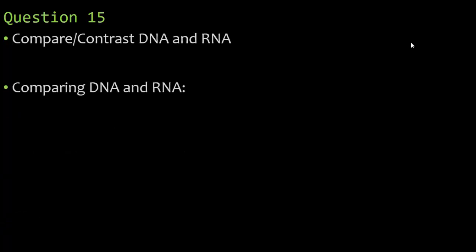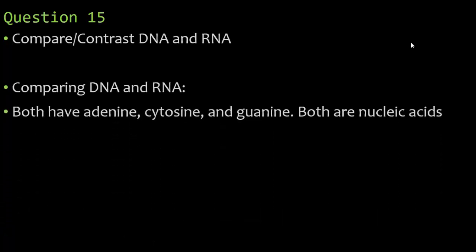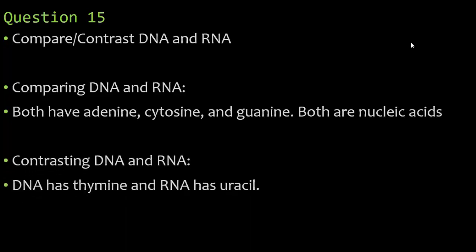So comparing DNA and RNA, well, they both have adenine, cytosine, and guanine. That's the A, C, and G. Both of them are nucleic acids. For the most part, that's how they're similar. So how are they different? Well, DNA has thymine, which is the T. So DNA has A, C, G, and T. RNA has A, C, G, but instead of thymine, RNA has U, which is uracil.